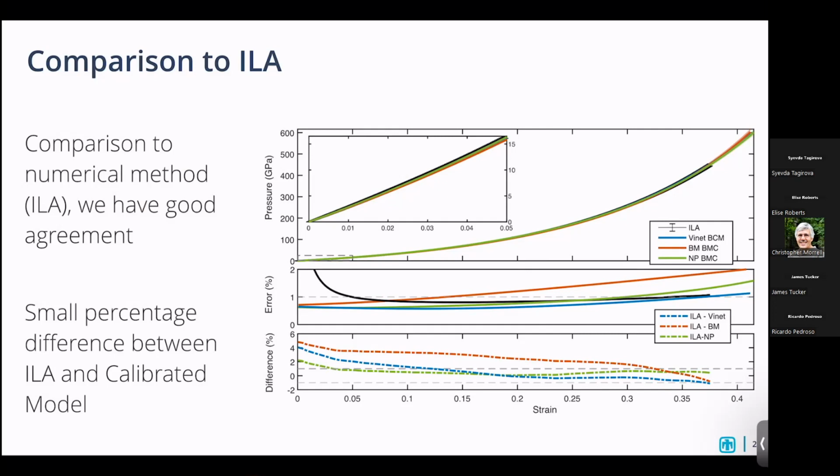This bottom panel is showing the percent differences between the Lagrangian analysis and the calibration under the Vinet, the Birch, and the non-parametric model. And the non-parametric model actually has the best fit to the integrated Lagrangian analysis. We have very small percentage differences and small percentage errors. This is something that the physicists here have been extremely excited about. We've been able to use this across multiple experiments.